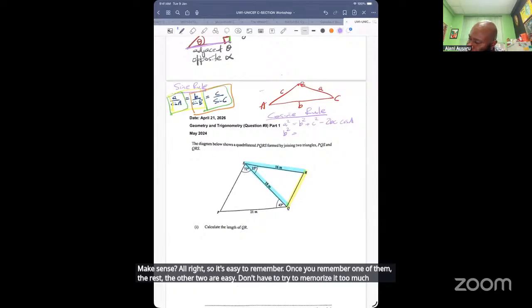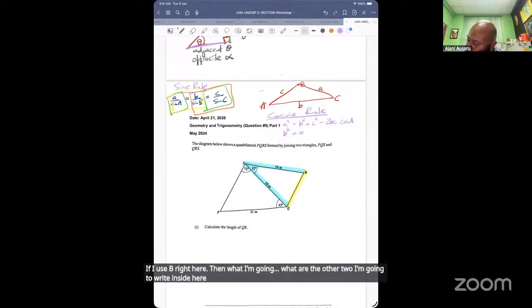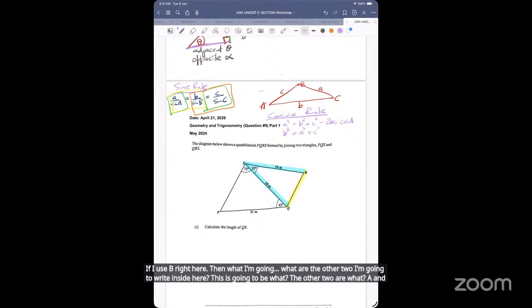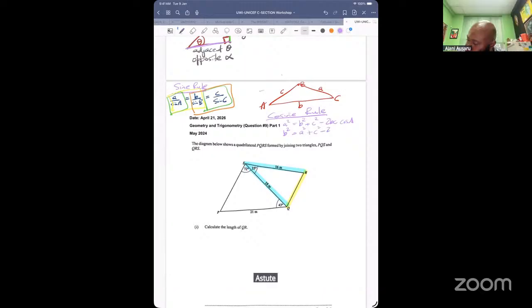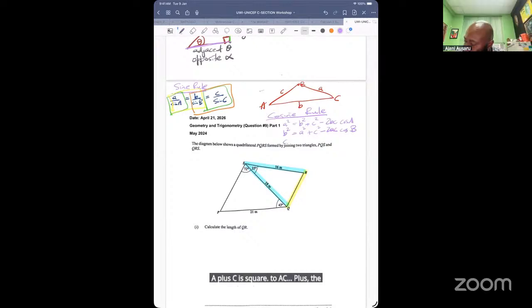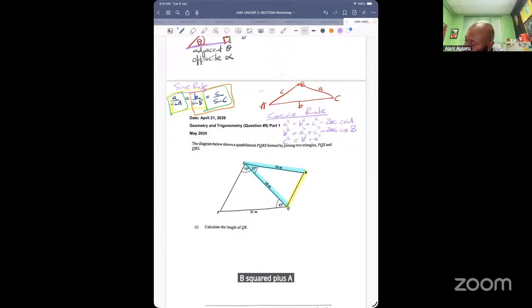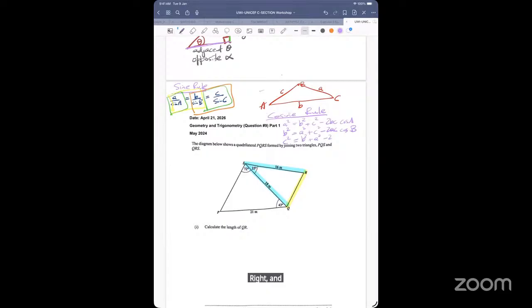It just follows. So if I use B right here, then what are the other 2 I'm going to write inside here? A and C: A squared plus C squared minus 2AC cos of angle B. Beautiful. And the other one is what now? C squared equal to what? A squared plus B squared minus 2AB cos C, or 2BA, it doesn't matter, it's the same thing. Cos C. Beautiful. So it depends on what you want to find, right?